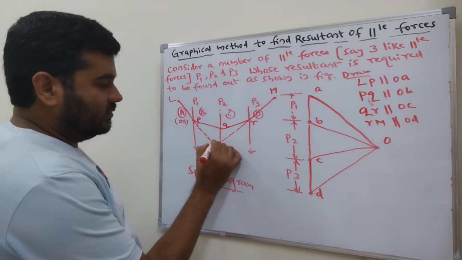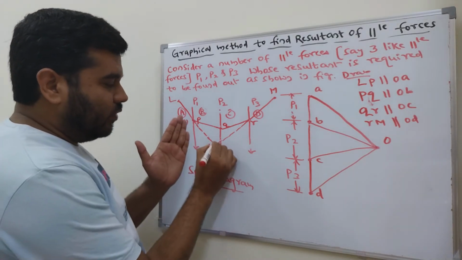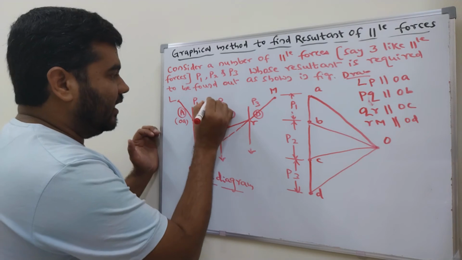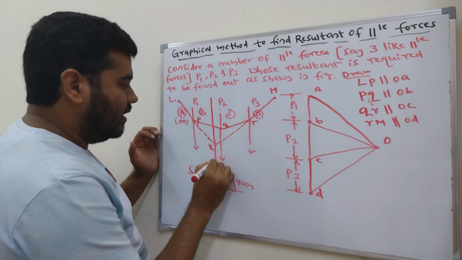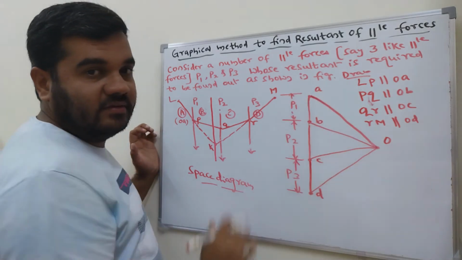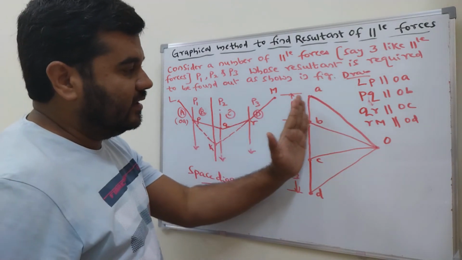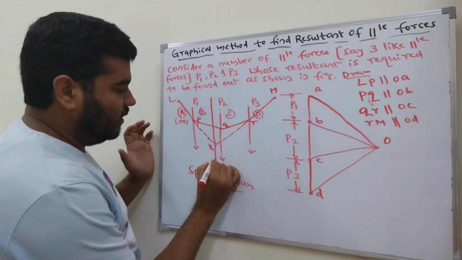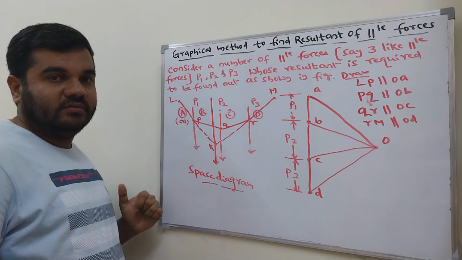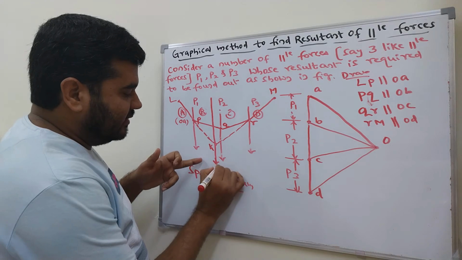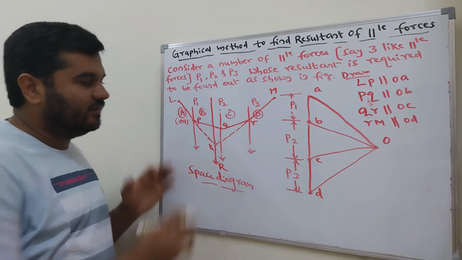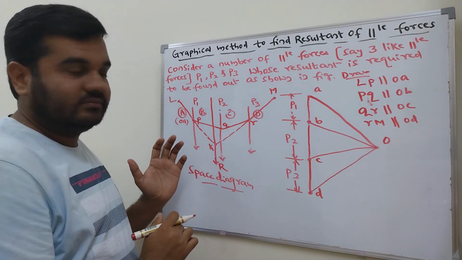Okay. Now take the scale. Start with point K and draw a line parallel to OD. This is OD. Draw a line parallel to OD. Okay. So this is the resultant vector. This is the resultant of all these three forces.